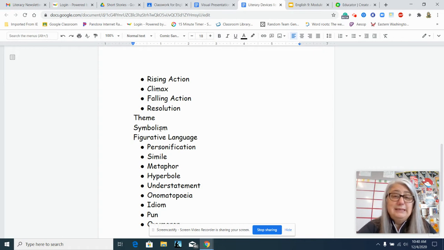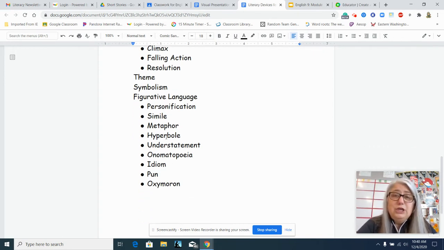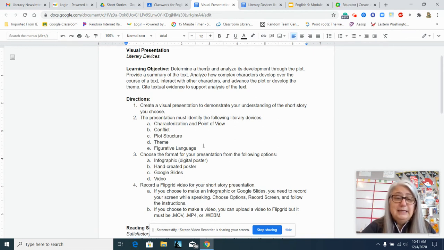Theme and symbolism and figurative language, those were things that you received in Module 4. You got those last week. So if you need to, go back and take a look at those as well. Okay, so you have to identify each of those things in your presentation.